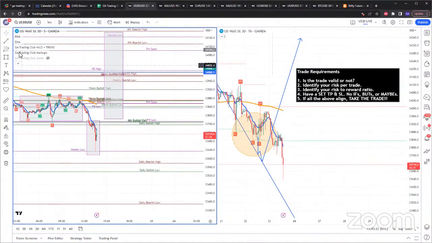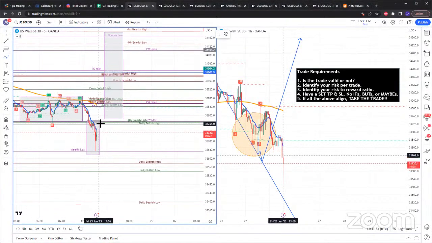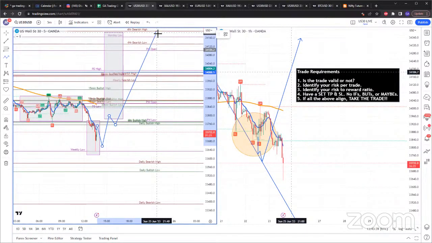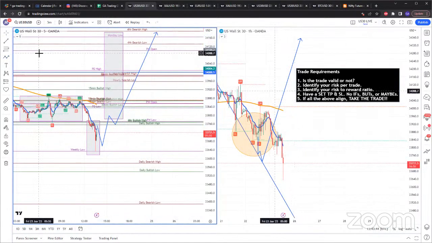So I'm expecting this was accumulation down here, manipulation to the downside. And then if we do get a close above here, that's what I'm expecting. Unfortunately, I've gotten stopped out.